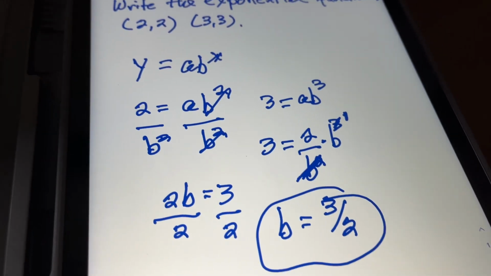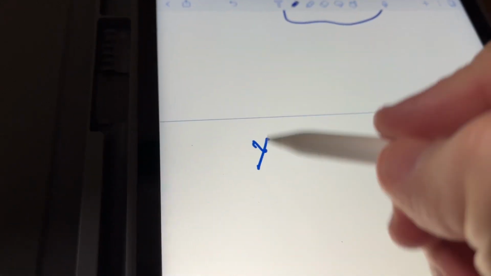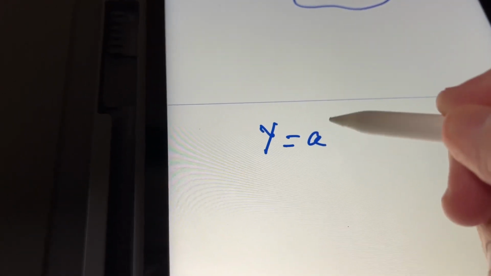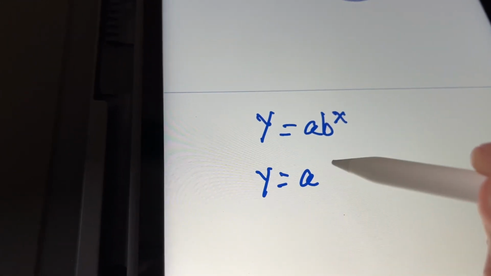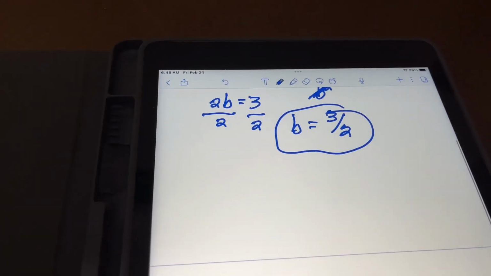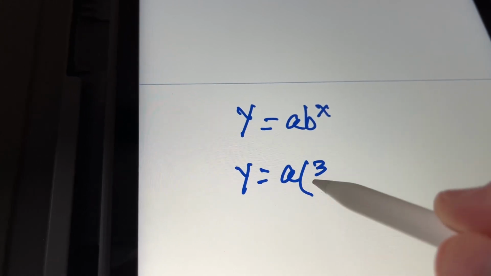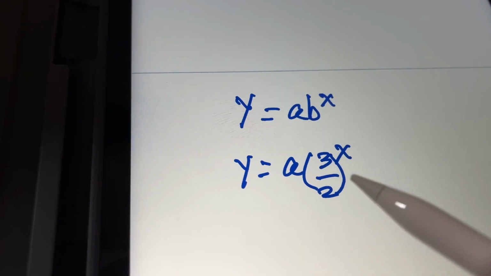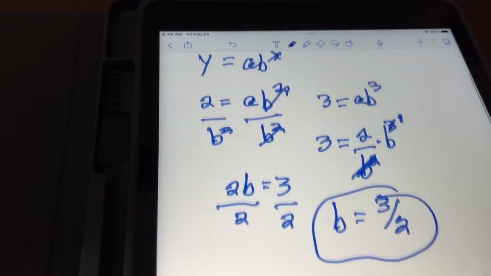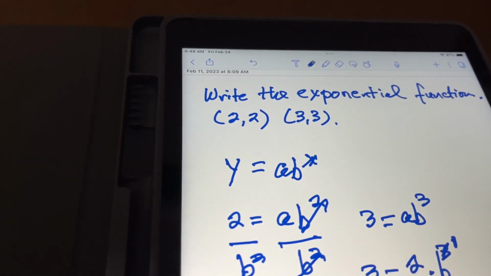I've got the b part. So what I want to do now is take that b part. Let me write this equation down: y equals a b to the x power, except now I know that b is 3 halves. So I'm going to put 3 halves here for b. The next thing I need to know is what is a, and I can use either one of these ordered pairs here. I can either use (2, 2), or I can use (3, 3). I'm going to use (2, 2).